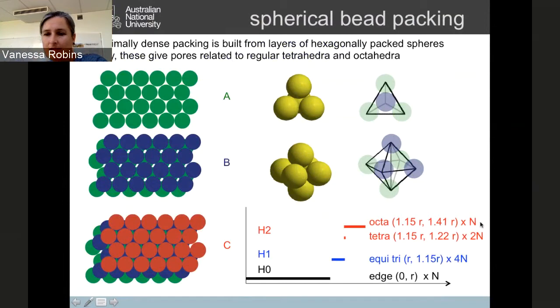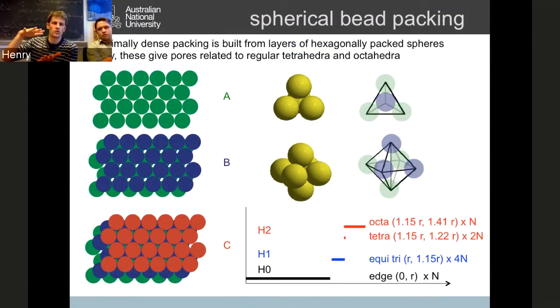And these numbers over on the right are telling you roughly the multiplicity of those intervals per n beads. So if you have n beads, you're going to see roughly n H0 bars, 4n H1 bars, and then octahedra to tetrahedra in a ratio of 1 to 2. And that's very approximate, because I'm not including the boundary effects. So these are not exact numbers, because they'll be adjusted due to the boundaries.